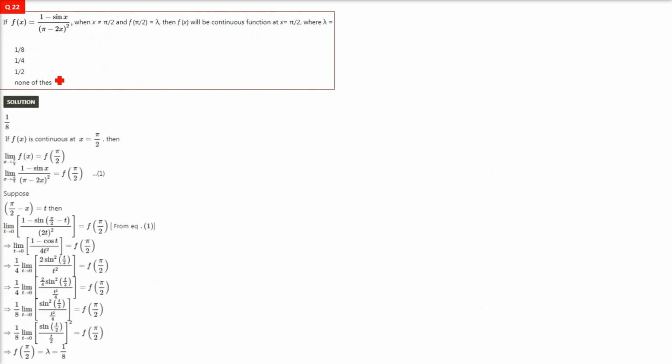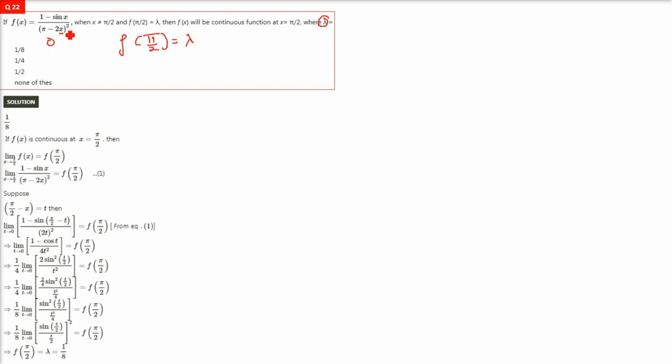So this type of question, as you remember, we have already done in our question answers also, exercises also, and also in the VSAQ, very short answer question. Remember, since f of pi by 2 equals lambda, this is given in the question. X is not equal to pi by 2 because x minus 2 pi whole square will be 0. So the fx will be continuous function at x equals pi by 2, where lambda is what? So you have to find out what is f pi by 2, because that will be equal to lambda, right?